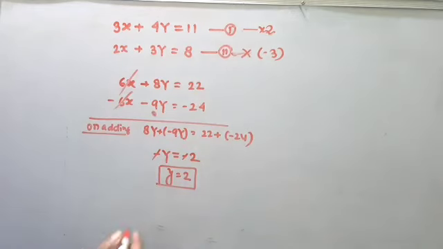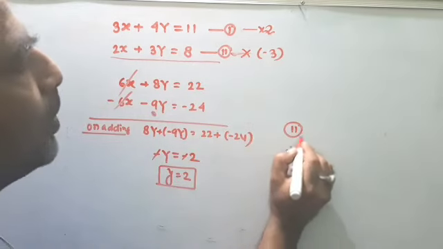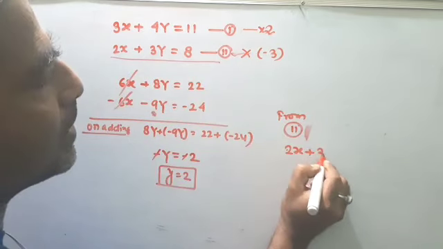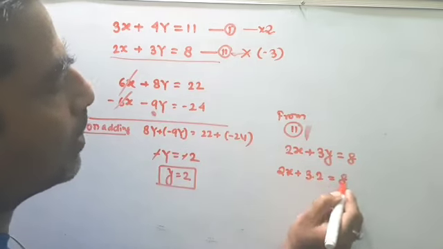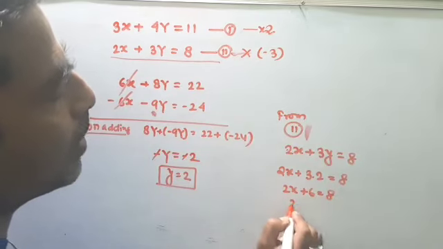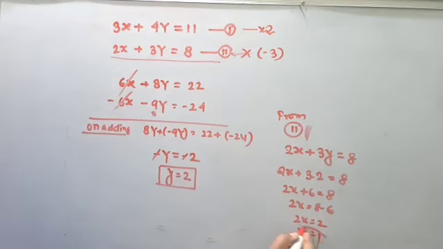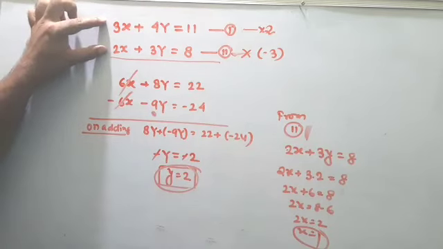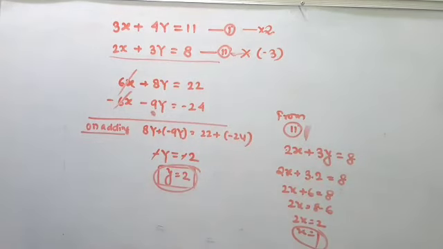Now put the value of y in any equation. This time I take equation 2. So from 2 you write 2x plus 3y is equal to 8. 2x plus 3 into the y value 2 is equal to 8. 2x plus 6 is equal to 8. 2x is equal to 8 minus 6, 2x is equal to 2, x is equal to 1. So the value of x is 1 and the value of y is 2. Like this I eliminate any one of the variables by equating their coefficients and using the opposite terms, then find the value of x and y.